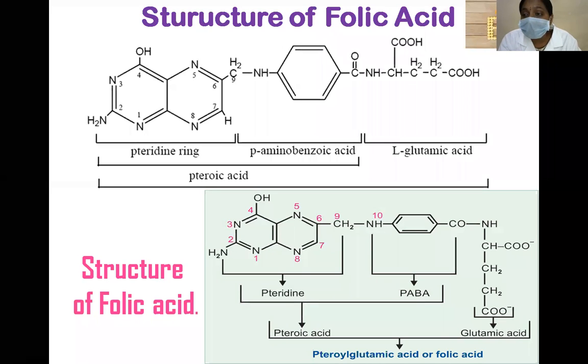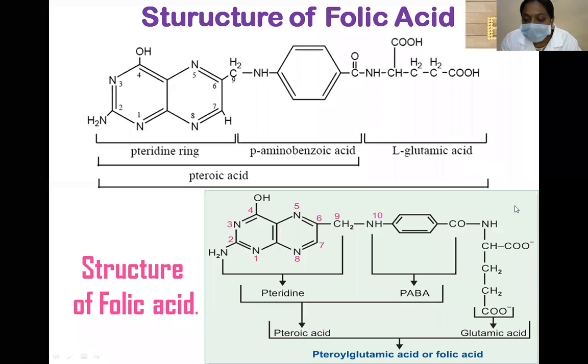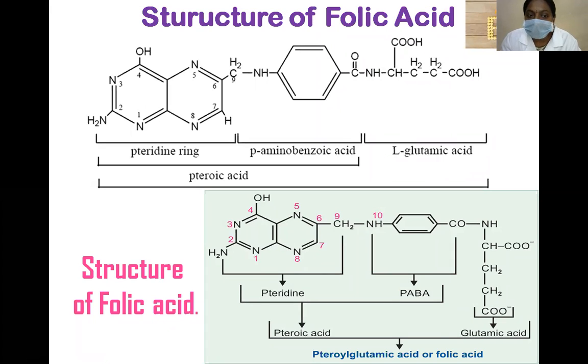Coming to the chemistry, or structure, of folic acid. Folic acid mainly consists of three components: a pteridine ring, para-aminobenzoic acid and glutamic acid. Here, folic acid consists of one glutamic acid residue. Hence, it is known as monoglutamic acid or folic acid.